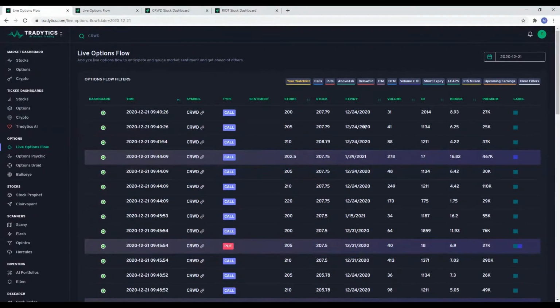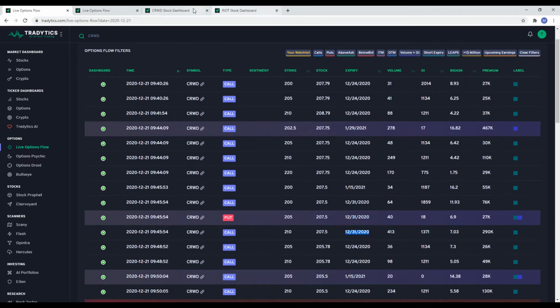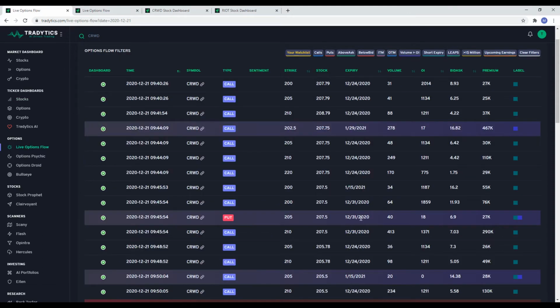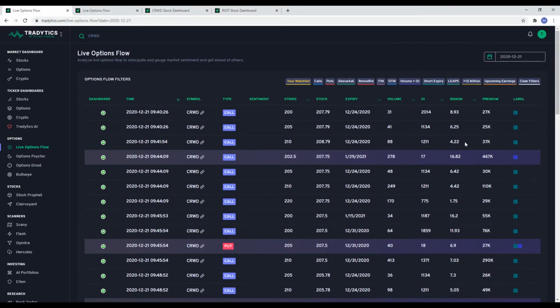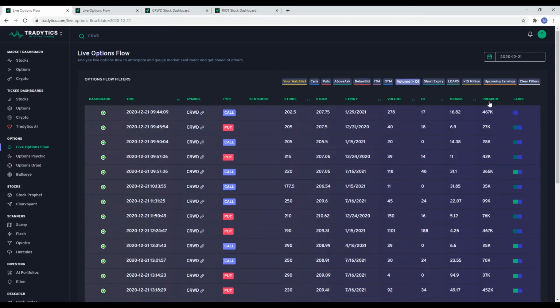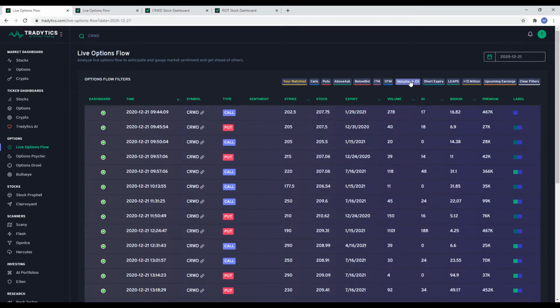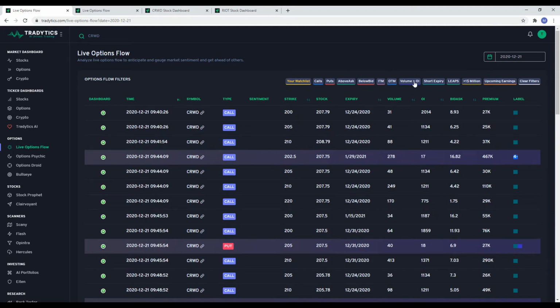Looking at expiration dates, we can see that most of the money being spent right now is on very short-term calls. That can sometimes indicate a short-term bullish movement, which is exactly what we got with CRWD in the week of December 21st. Most of the other columns are self-explanatory. Bid-ask is the contract price, and premiums is the total money spent on this contract in the trade. Next up are the label buttons that match the color of the filter buttons. For instance, the purple label button actually means the volume is greater than open interest. If you look at the same filter, you will see the same colors.